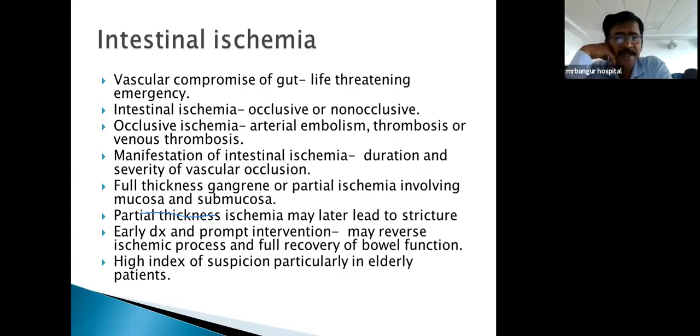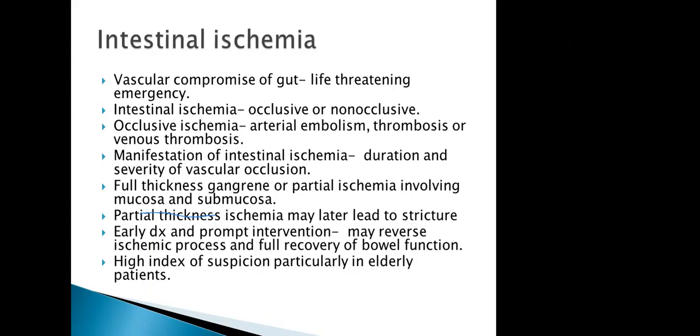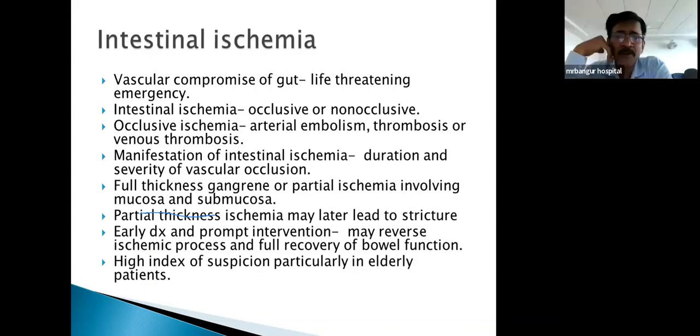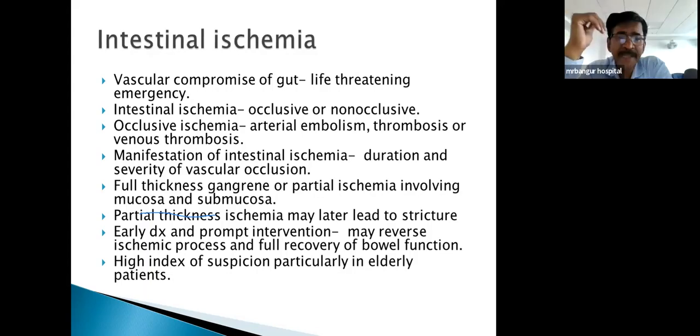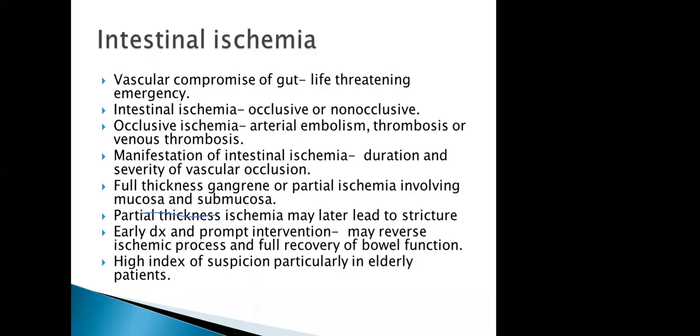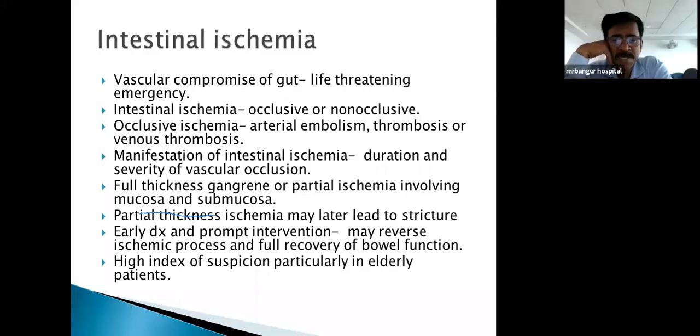This intestinal ischemia can be either occlusive ischemia because of mesenteric vascular occlusion, or it can be non-occlusive because of gut stretching. Occlusive ischemia occurs because of arterial embolism, thrombosis, or venous thrombosis. This intestinal ischemia is manifested based on the duration and severity of vascular occlusion. It may result in full thickness gangrene or partial ischemia involving mucosa and submucosa.